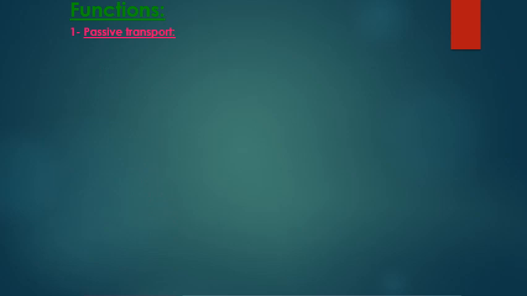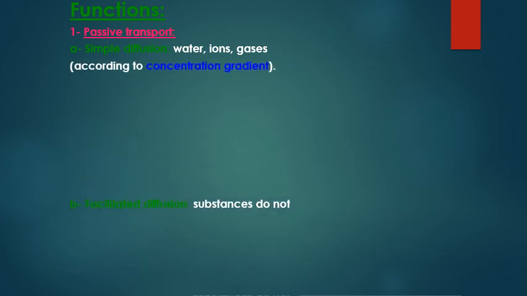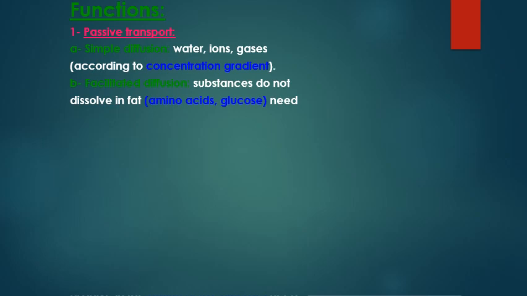What is the function of the cell membrane? The function is transport. We have many types of transport. First, we have the passive transport that passes without the need of energy, moves with concentration gradient, and it is subdivided into two groups: simple diffusion, as water, ions, and gas, and facilitated diffusion, which moves with concentration gradient but through the transmembrane proteins, as amino acids and glucose.